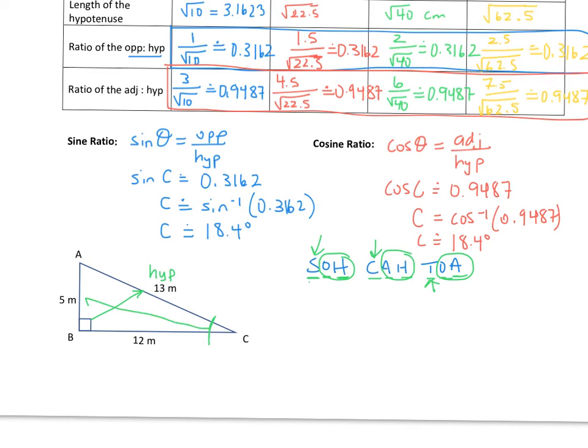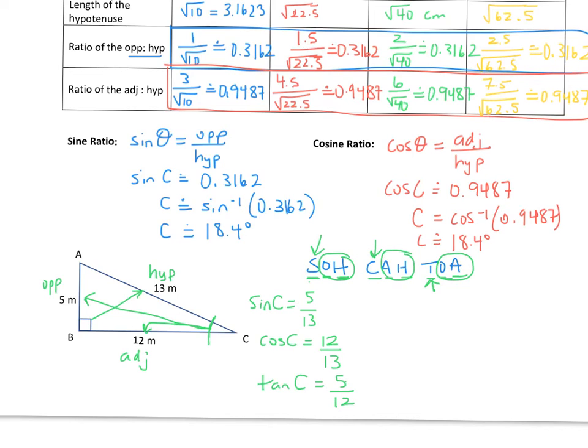Across from angle C will be opposite. And then the last side, the one right next to angle C, is your adjacent. So if I want to state the three trig ratios for angle C, the sine of angle C is opposite, which is 5, over hypotenuse, which is 13. The cosine of angle C is the adjacent, which is 12, over the hypotenuse, which is 13. And the tangent of angle C is the opposite, which is 5, over the adjacent, which is 12.